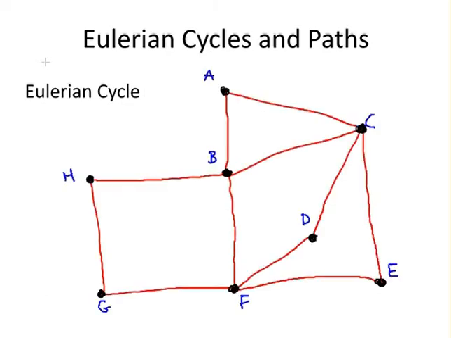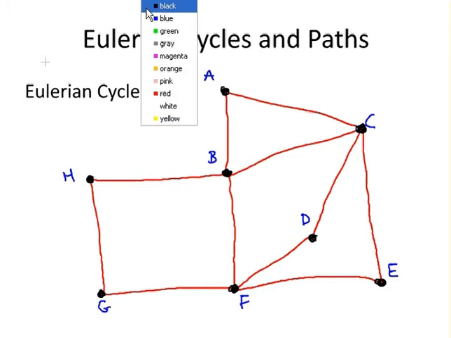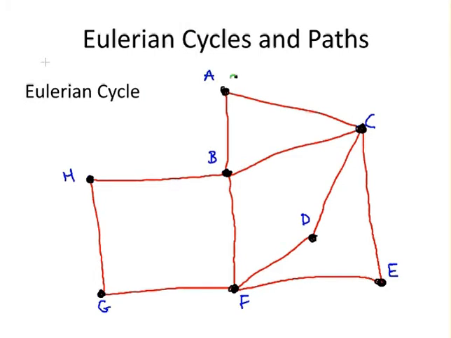So here we have a graph, and we want to determine if there's an Eulerian cycle. First off, we have to check the degree of each vertex to make sure it's an even number. Looking at vertex A, the degree is 2. At vertex C, the degree is 4. At vertex B, it's also 4. At H, it's 2, and the others are 2, 4, 2, and 2. So they are all even numbers, so we should be able to find an Eulerian cycle here.